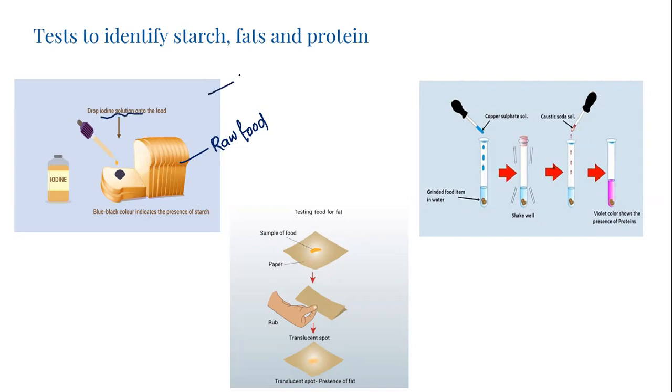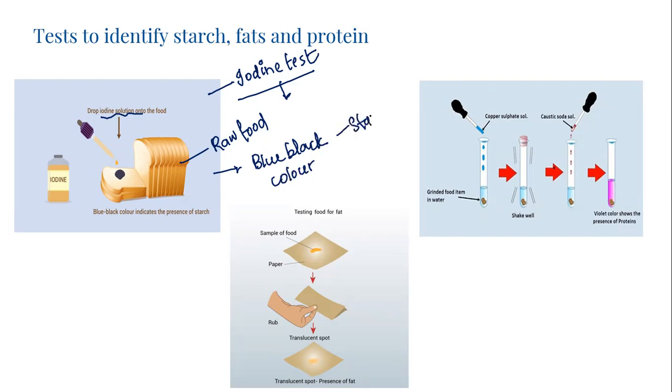Okay, to test for starch, we perform a test called the iodine test. If you add iodine to the food and there is starch in it, the color will convert into blue-black. This indicates the presence of starch. So this is how we can determine the presence of starch.